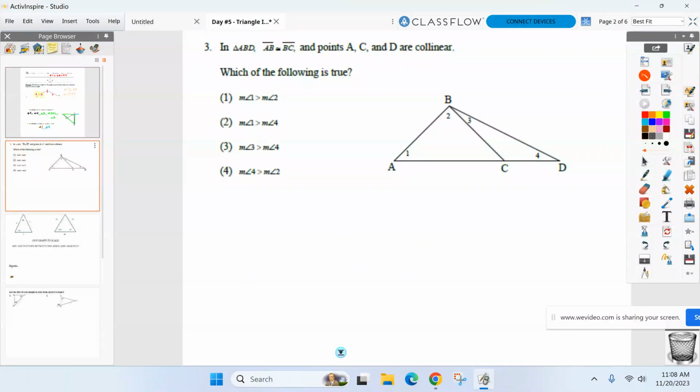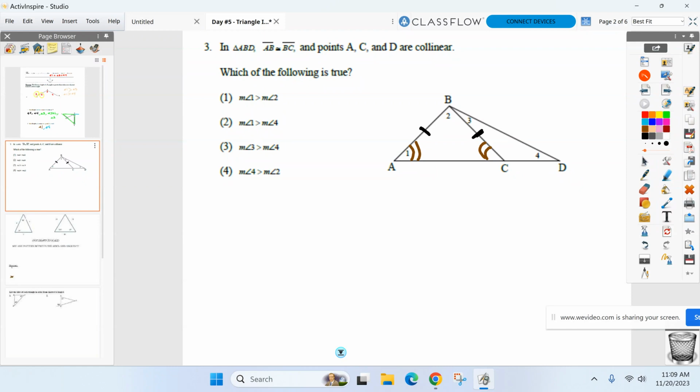Multiple choice honors one. So in triangle ABD, take a look. AB is congruent to BC. That means mark it. If those two sides are equal, the angles across, angle 1 and angle BCA, are congruent. That'll help you in this problem. All right, which one of these is true?